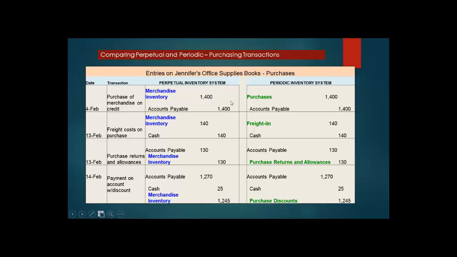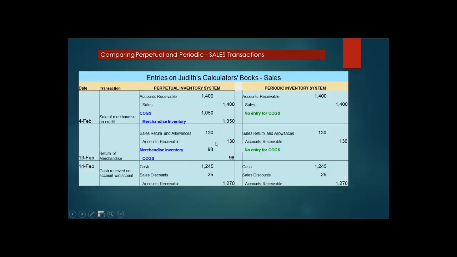So here's a side-by-side comparison, perpetual versus periodic. And you can see how in perpetual we use the merchandise inventory account, and in periodic we use these new accounts. Those are the purchase transactions, and here's the sales transactions. And you can see they're pretty similar, except that for perpetual we have this additional tracking of cost of goods sold because we're tracking it perpetually.